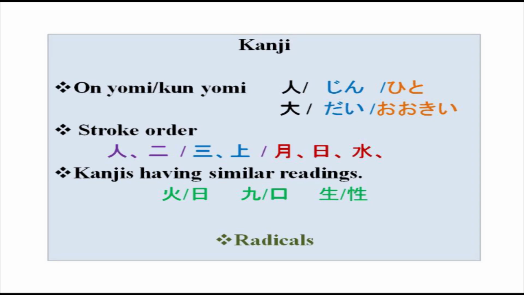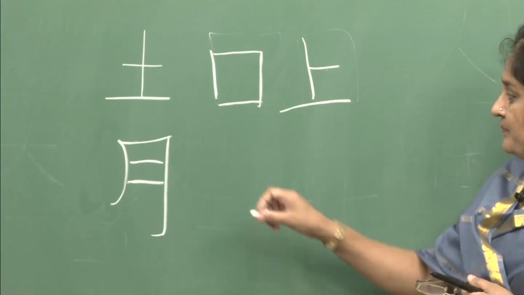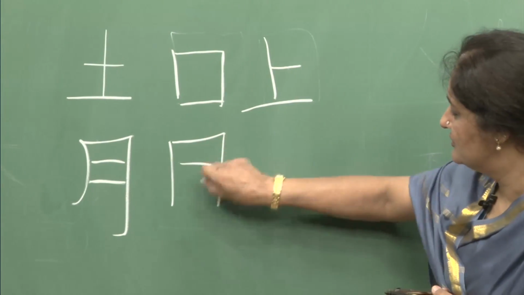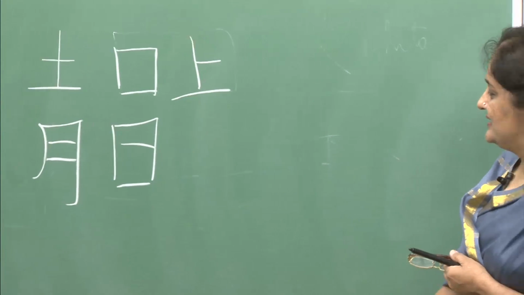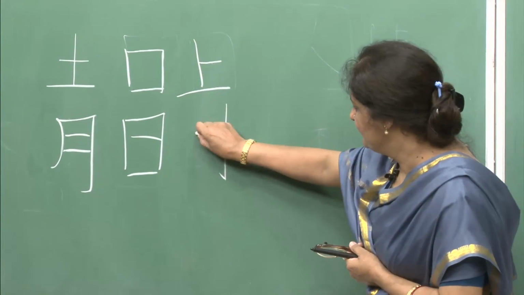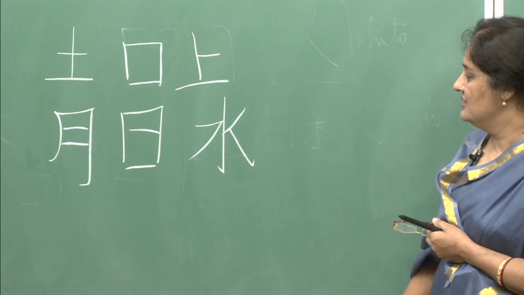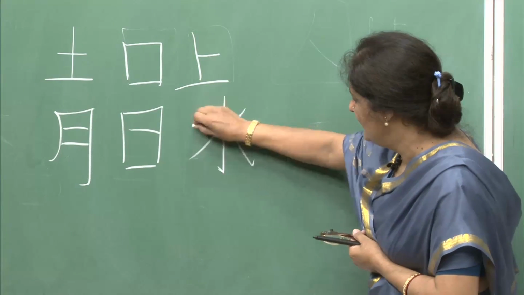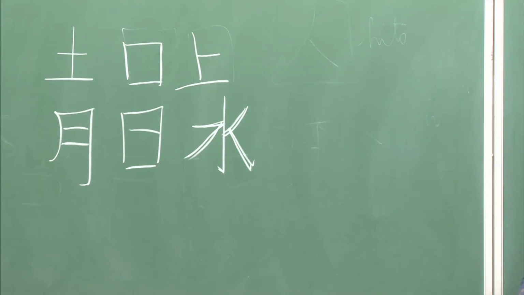You can see there are other characters as well over here. There is Tsuki, and if you count 2, 3 and 4, it is a 4 stroke character. You have another character 1, 2, 3 and 4. You all know this is Nichi, this is again a 4 stroke character. Then you have this character which is Mizu, which is a 4 stroke character. Please remember this is 1 and this is a single stroke 2, 3 and 4. So, it is a 4 stroke character. You can again group it in a single set.